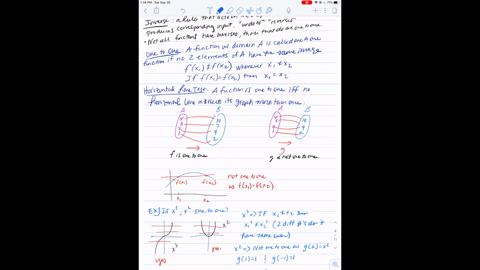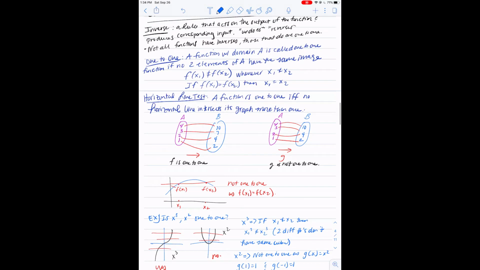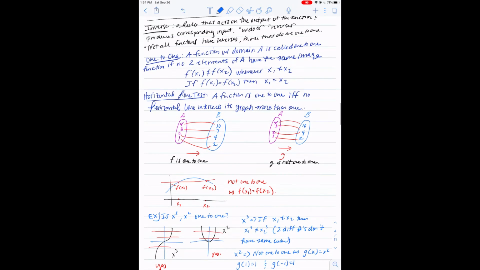We can use a horizontal line test to check if a function is one-to-one. It is one-to-one if and only if no horizontal line intersects its graph more than once. Here I have a little diagram showing a one-to-one function and then one that is not one-to-one. In the one-to-one function, each domain value is mapped to its own y value.